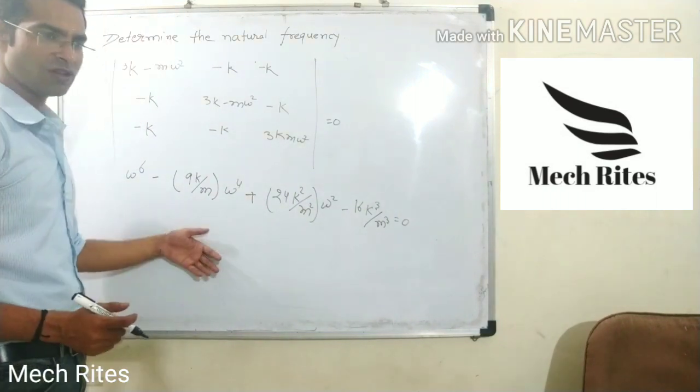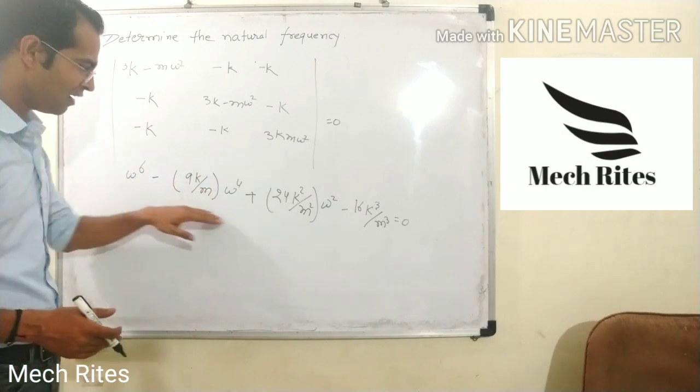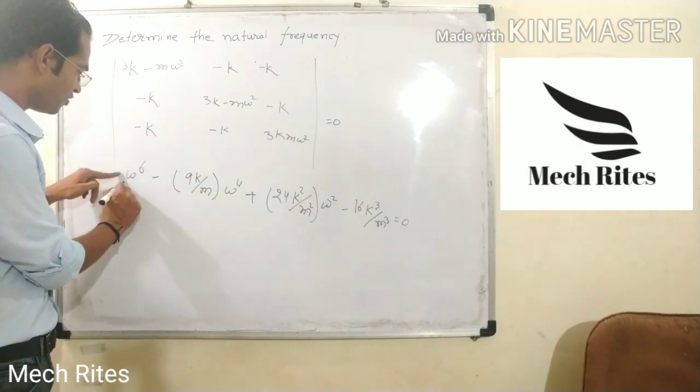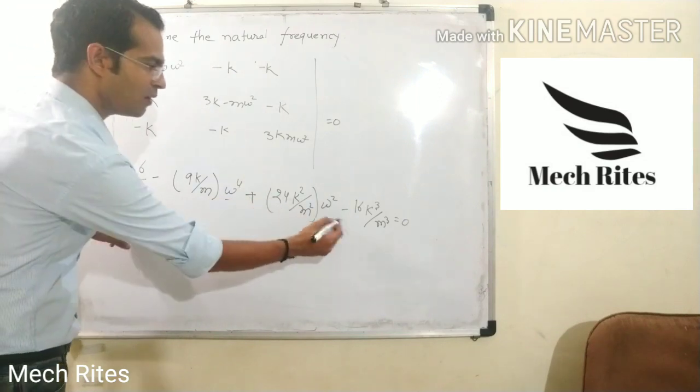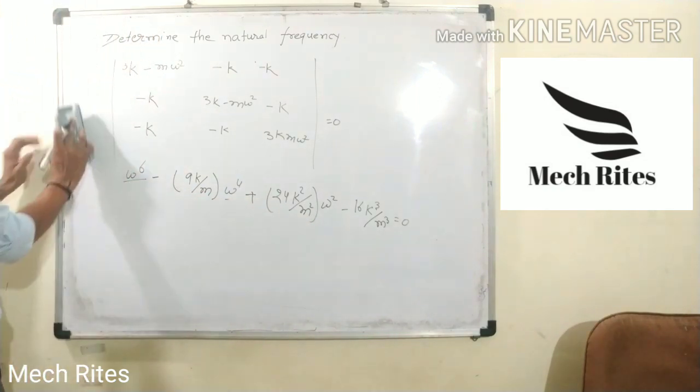Now if I solve this, we will get the value of omega. But this is a very big equation. The powers are omega to the power 6, omega to the power 4, omega square. So it is quite difficult. So how to solve this equation? Let us see.